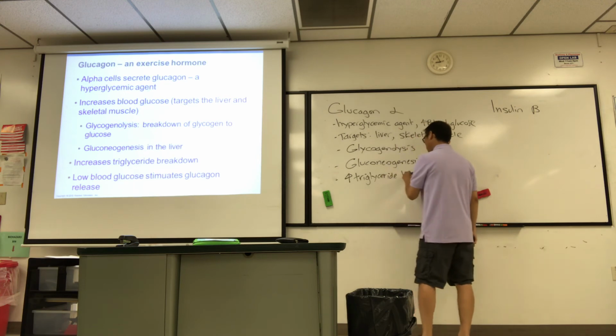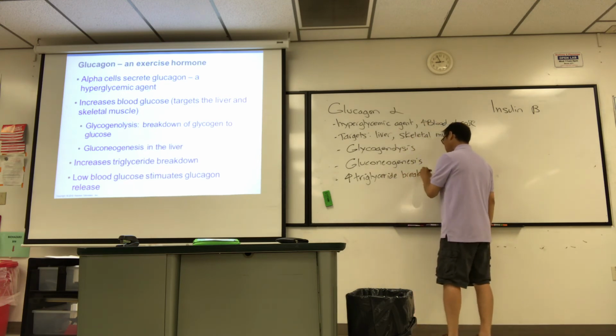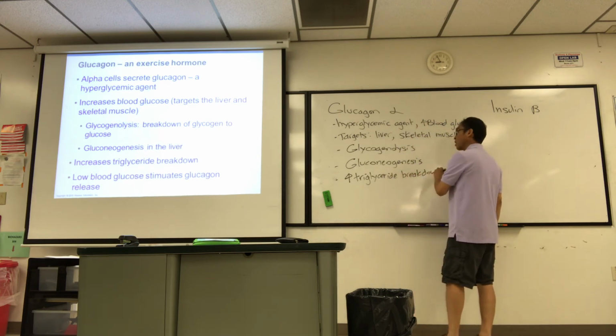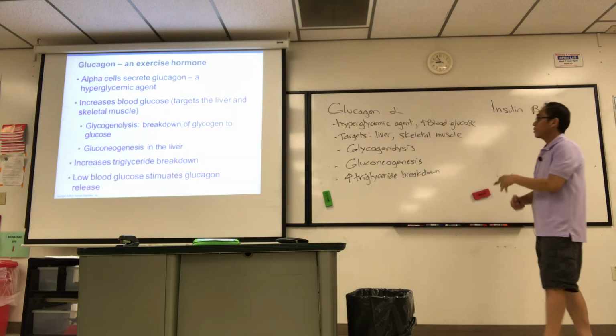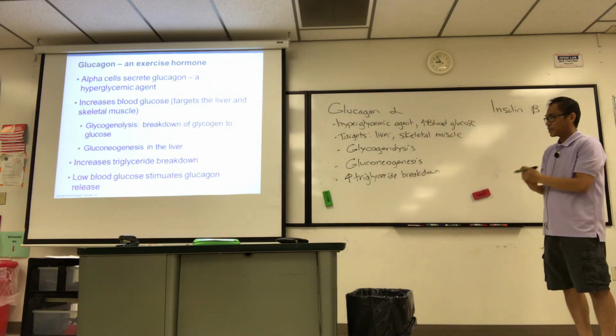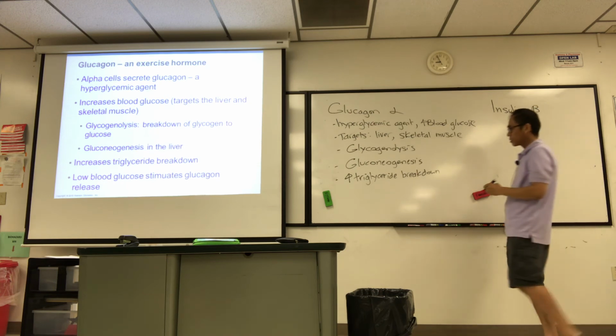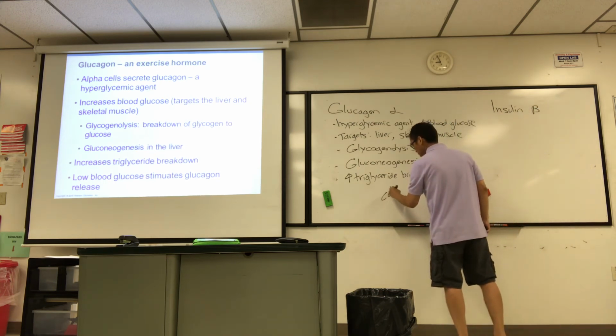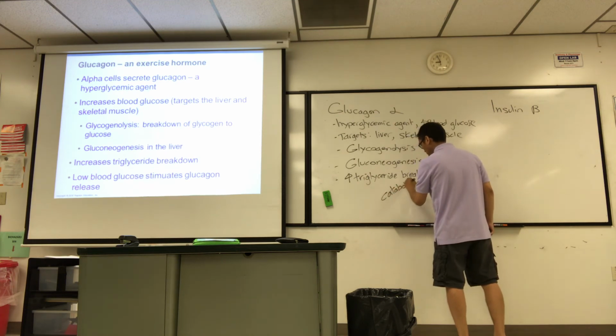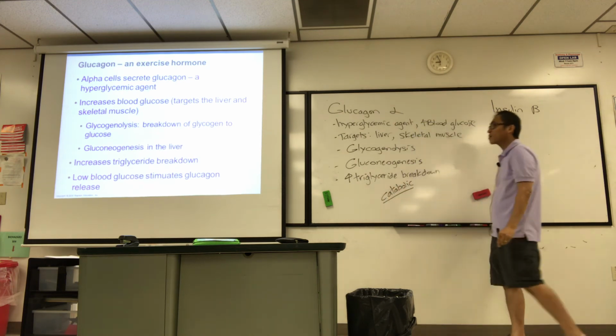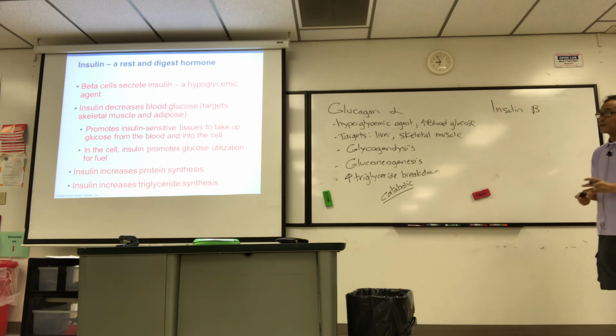Triglyceride breakdown. You're basically breaking things down, so the word for that is catabolic. I'm going to put it in a word there. Now the other one, insulin, you can use the opposite word. This is your major anabolic hormone.